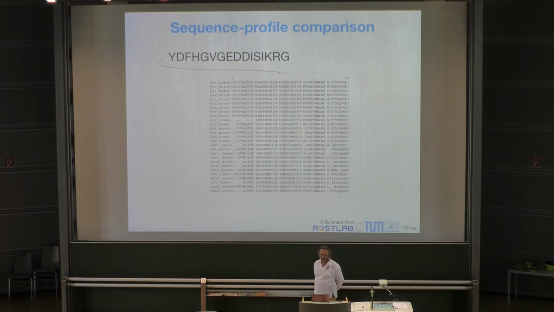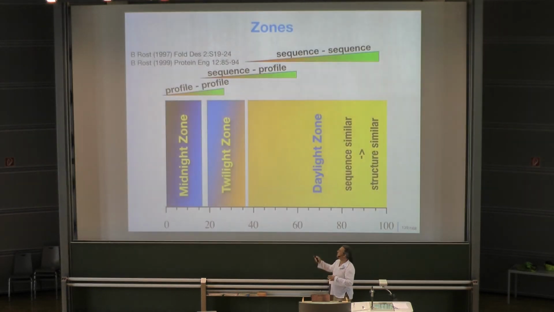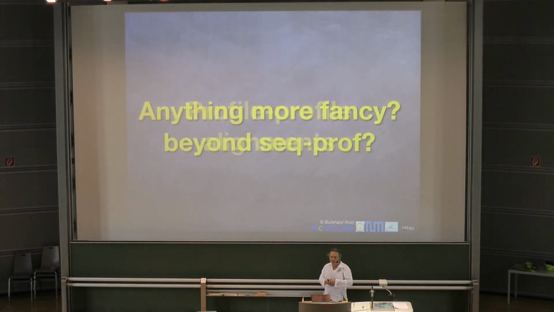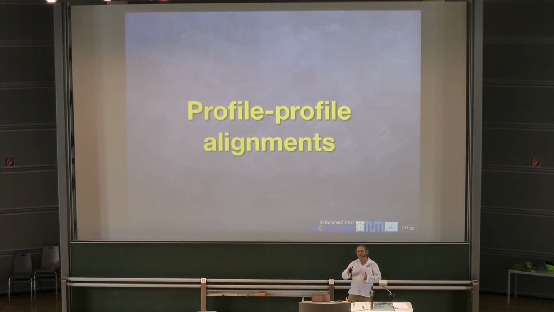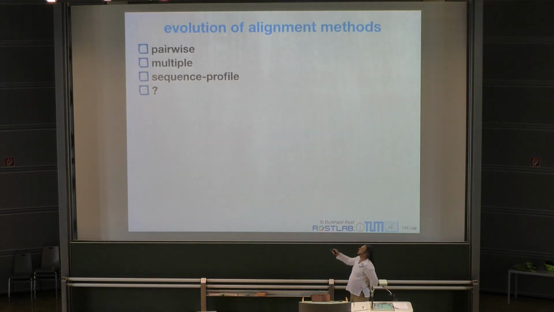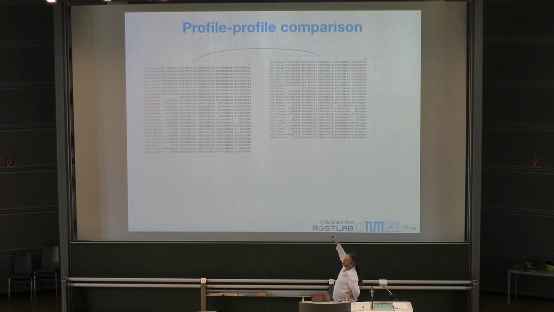Okay. Sequence profile comparisons. We take a profile that is specific to that family and align sequences into that specific profile. That helps us to get into the twilight zone. If we want to go further, we have to do something more. And that's something more, obviously, profile-profile. That's the next step. So from pairwise to multiple to sequence-profile, and that is now this idea that instead of having a sequence compared to that profile, you compare two profiles.